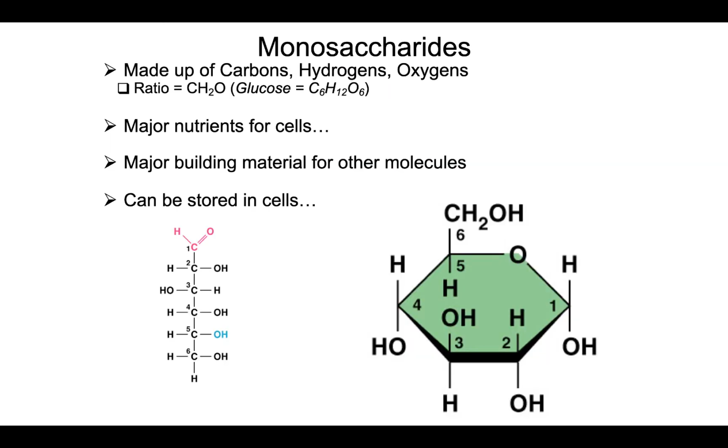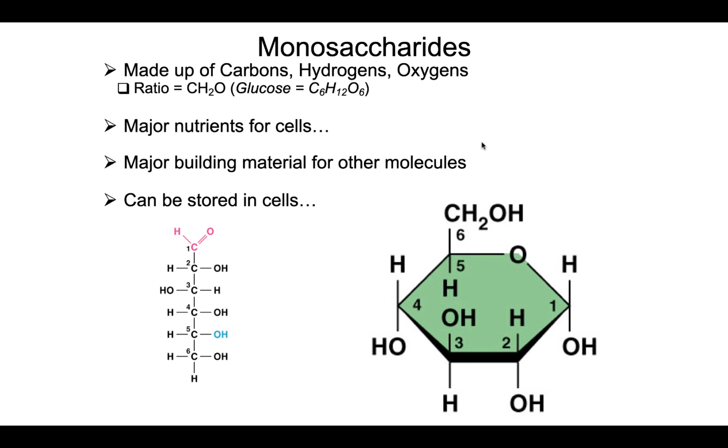All right, monosaccharides. Let's talk about monosaccharides in some detail. First, what we see is that it only contains carbons, hydrogens, and oxygens in this ratio. So for example, glucose is C6H12O6. These monosaccharides are major nutrients for the cells. They are also building blocks for the cells. They are oftentimes stored in cells as polysaccharides.